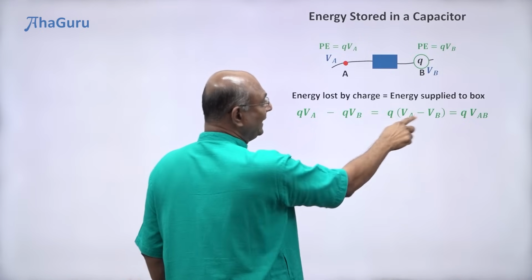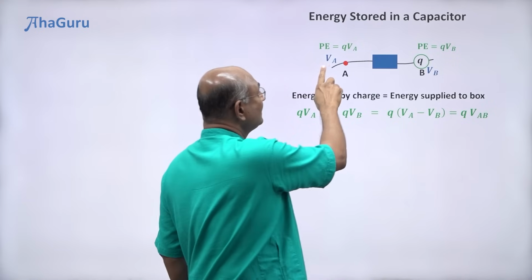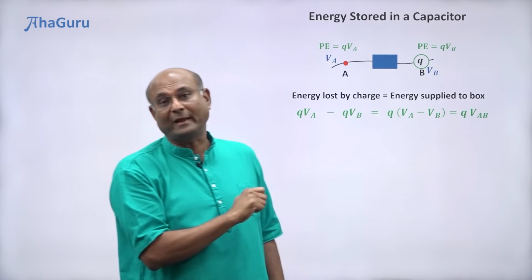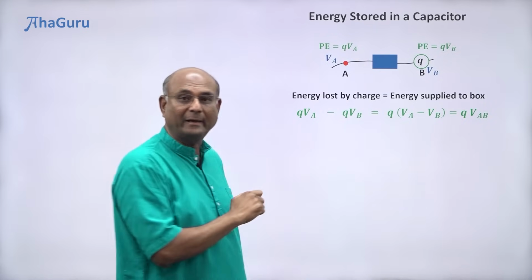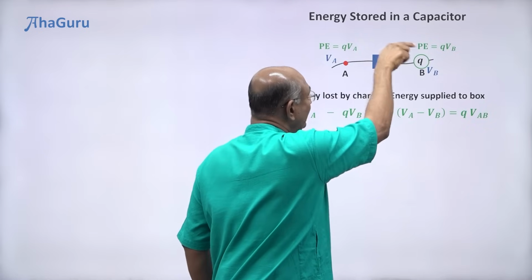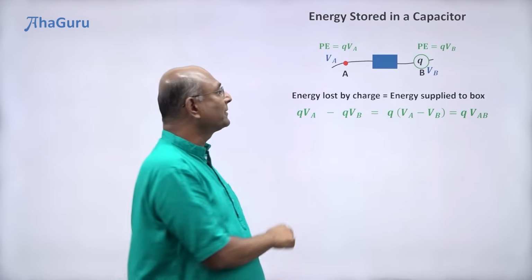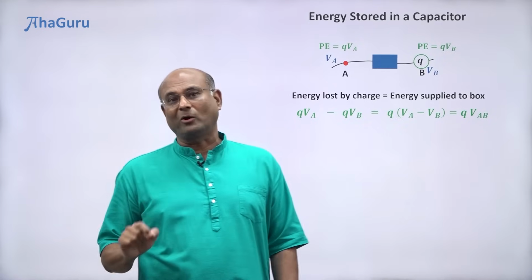So Q times (VA minus VB). VA minus VB is VAB, the drop in the potential from entry to exit. So from A to B, the potential drop is VAB. So the charge that is flowing through the box times the potential drop from the entry point to the exit point, that is the energy supplied to the box.